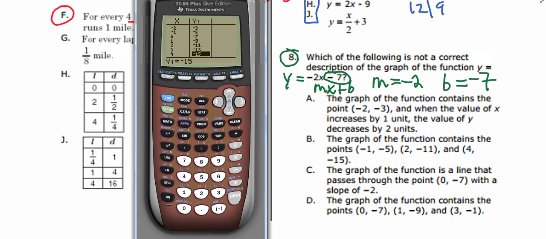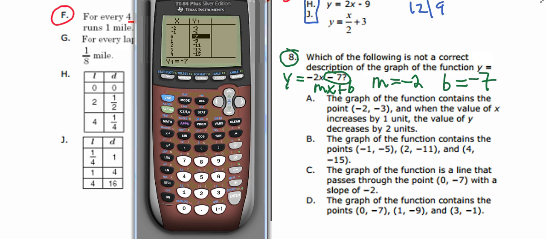Alright. Part C, or letter C, says the graph of the function is a line that passes through the point 0, negative 7. Okay, let's go up to 0 for x, and it looks like it hits negative 7 with a slope of negative 2. That's also true, right? Because the m is the number right in front of x, which we identified as a negative 2. So C is correct.